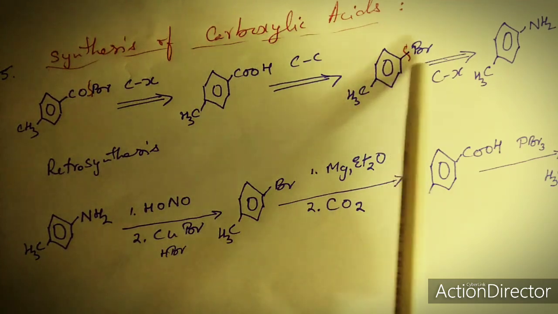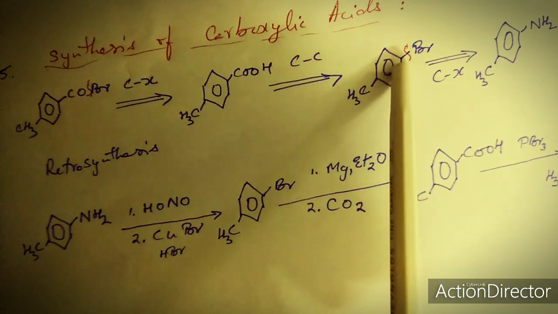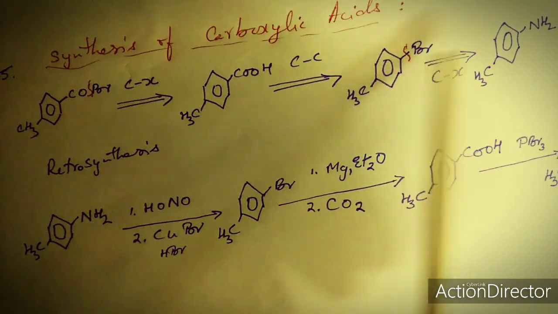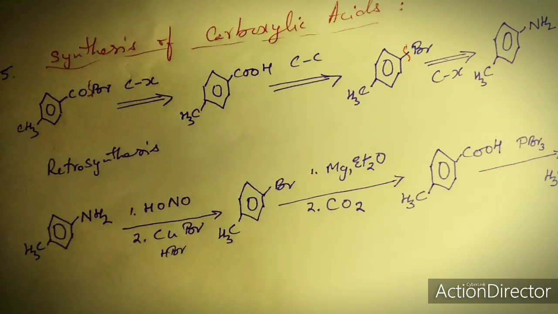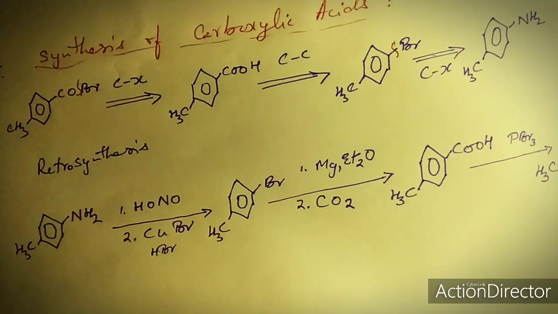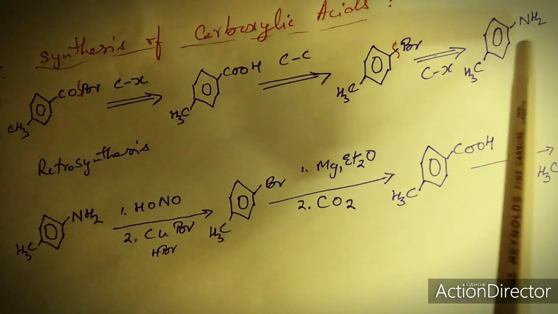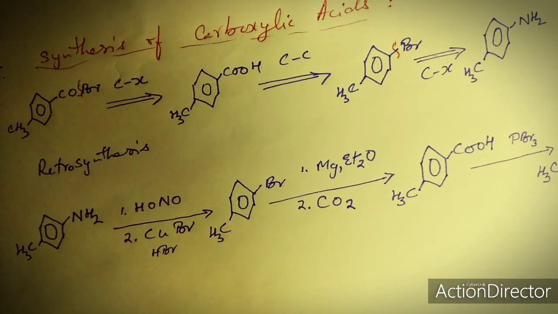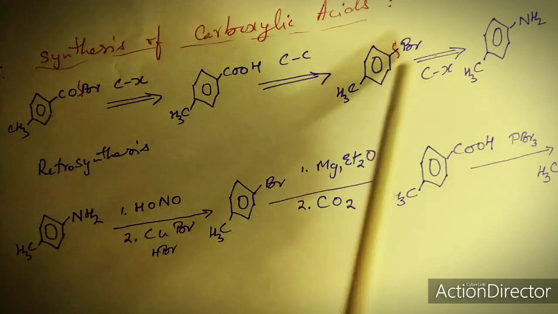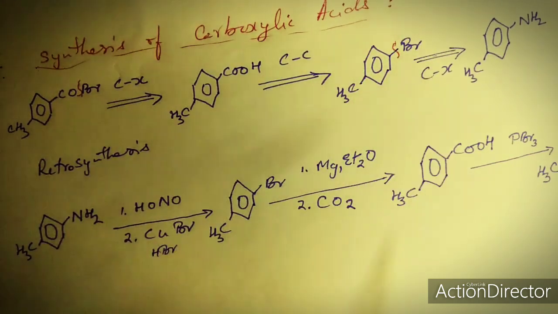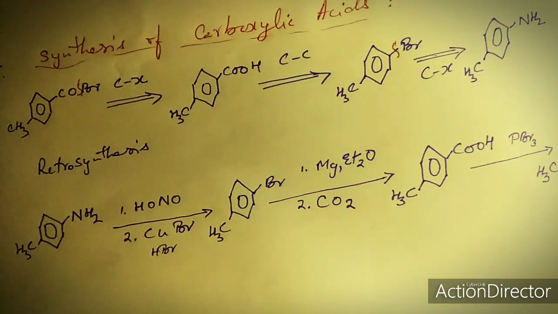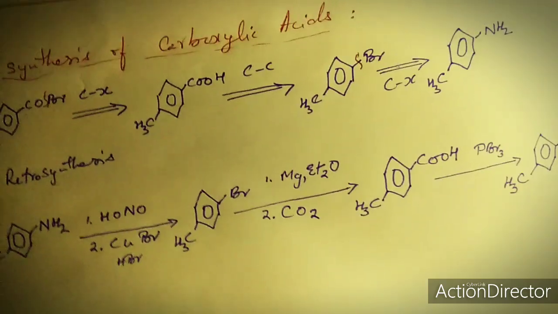This, on further C-C disconnection, so this Br we finally disconnected and written an amine. Now why an amine? Because we know that amines on diazotization will lead to the bromide. That is, if this is reacted with NaNO2, HCl at 0 degrees centigrade and with copper bromide, we will get this product. Therefore the use of our diazonium chloride. So this is our final product.